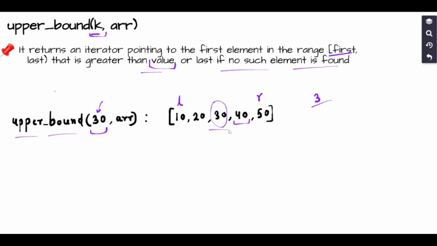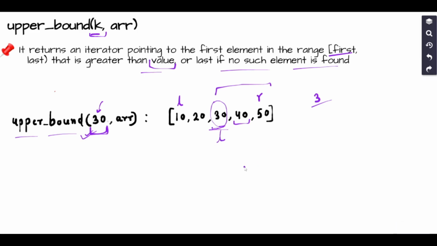I compare this middle element with the element which we are passing as an argument, and I see that this is equal to the element we are searching for. So this can't be the upper bound because we want to find an element which is just greater than 30. That means I will find my element in the range after this 30, after this index. So I reinitialize L to this position. Now the search space reduces to this one.